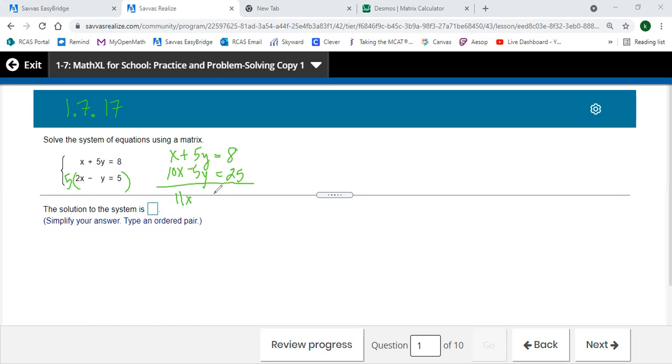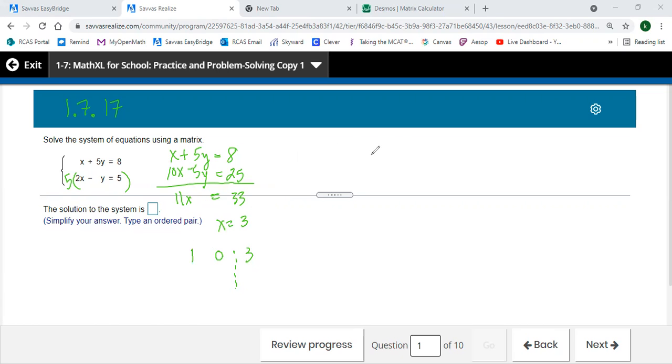Some of this just ends up being somewhat similar to what we do in the reduced row echelon form. So that's kind of what I'm trying to demonstrate here a little bit. That's what, 33? And divide by 11, x is 3. So that would be like a 1, a 0, and a 3 if you were going to solve it like that.